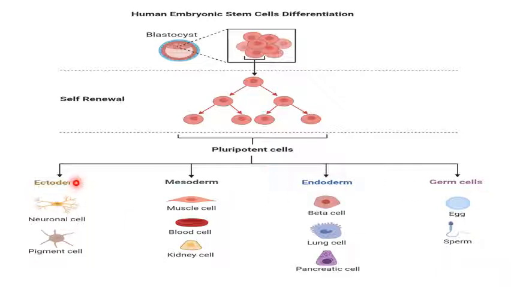So when they are present in the ectoderm layer, they form neuron cells and pigment cells. When they are in the mesoderm layer, they form muscle cells, blood cells, and kidney cells. And in the endoderm layer, they form beta cells, lung cells, and pancreatic cells. And in the germ line, they differentiate to form egg as well as sperm cells.